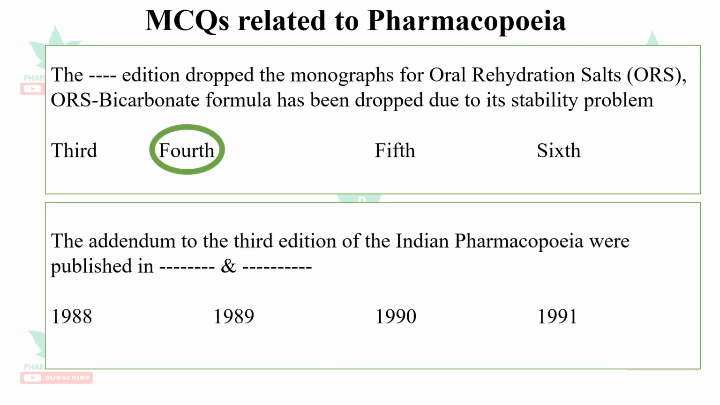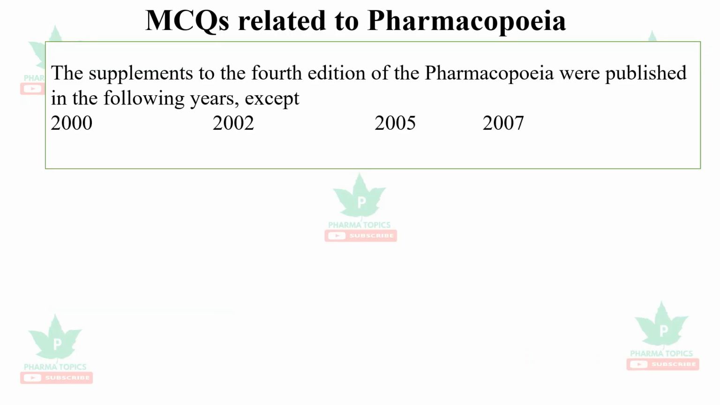The addendum to the 3rd edition of Indian Pharmacopoeia were published in the following years: 1988, 1989, 1990, and 1991. And the answer is 1989 and 1991. The supplements to the 4th edition of Pharmacopoeia were published in the following years, except 2007. So the supplements were published in the years 2000, 2002, and 2005 for the 4th edition.